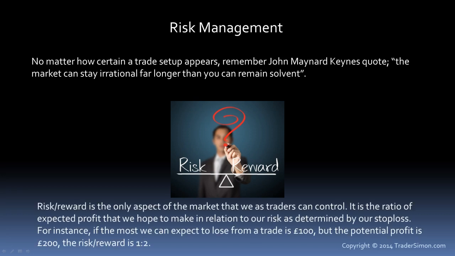Risk-reward is the only aspect of the market that we as traders can control. It's the ratio of expected profit that we hope to make in relation to our risk as determined by our stop loss. For instance, if the most we can expect to lose from a trade is £100, but the potential profit is £200, the risk-reward is 1 to 2.